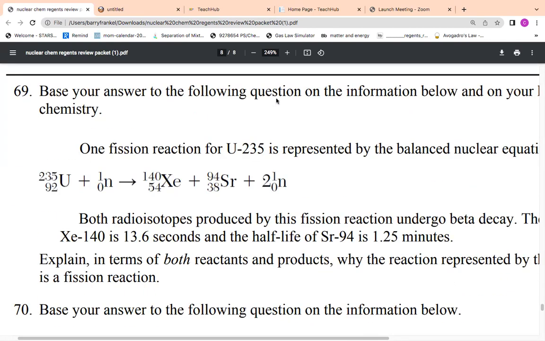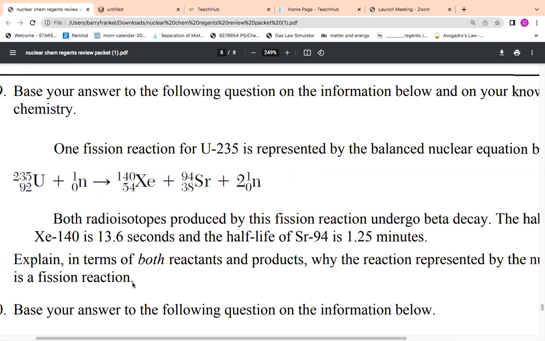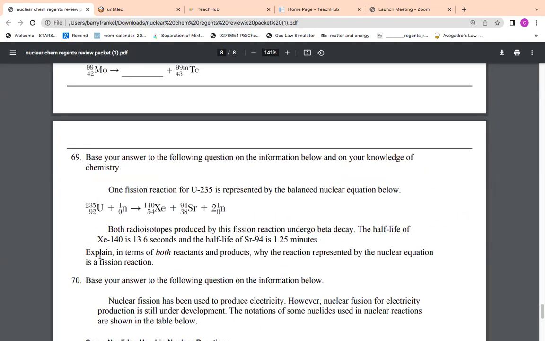69. Base your answer, they always say this, to the following question and use the information below. So they give us this fission equation. We take uranium-235, break it up into xenon and strontium. They also give us this information about half-life. And then what they ask is to explain in terms of both reactants and products why the reaction represented by the nuclear equation is a fission reaction.